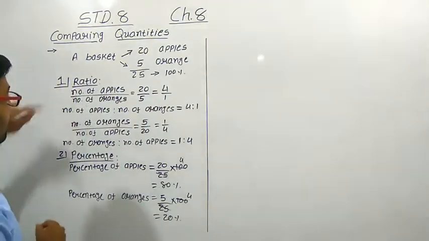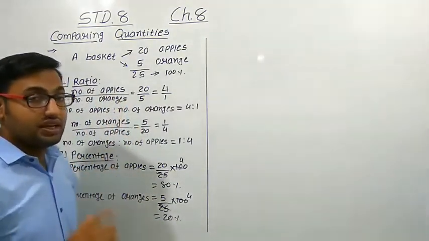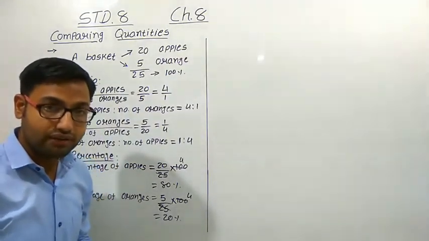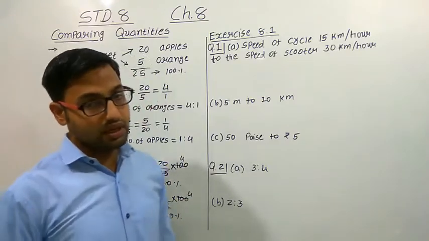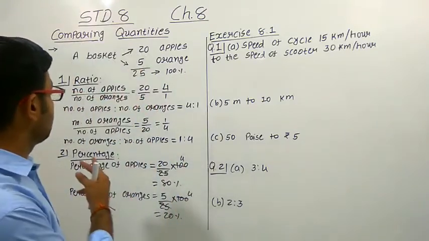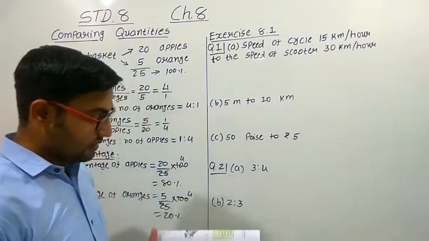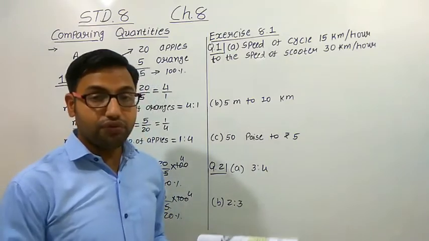So these are the two methods, sorry, ratio and percentage, in which we can compare both these quantities. Okay, so now let us study some examples that depend on ratio and percentage. So this is the question of exercise 8.1, question number 1. Find the ratio of the following.